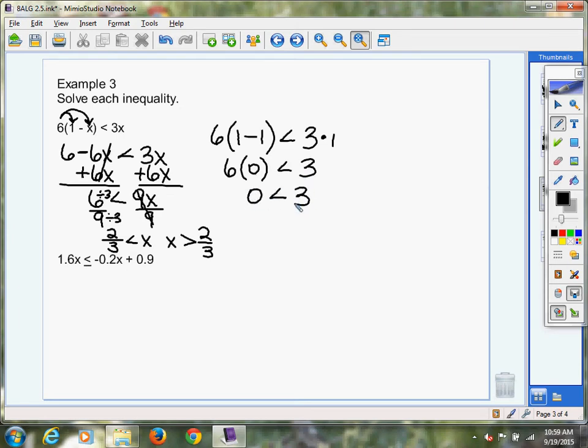Is 0 less than 3? Yes, it is. Last time I checked, 0 is smaller than 3, and this is your correct answer. Okay? I do advise you to check your answers. Pick a number that is, like your answer says, greater than 2/3. It can be any number greater than 2/3. You may even want to check a number that's not greater than 2/3.